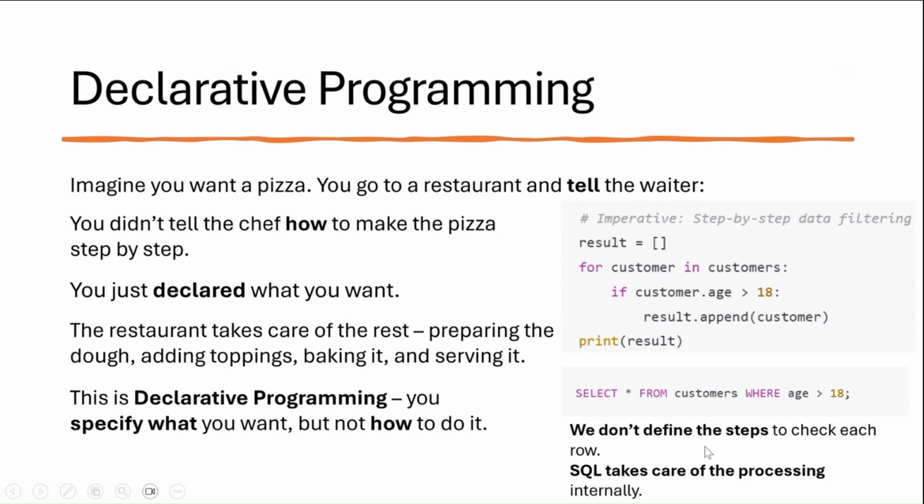Right? You don't need to define the steps to check each row. SQL takes care of the processing internally, right? So that is why HTML, CSS, SQL are good examples of declarative programming, where in HTML you just define the HTML element. Internally, it will handle that processing. In SQL, you just define the SQL commands. Internally, the logic will happen. The processing will happen, right?